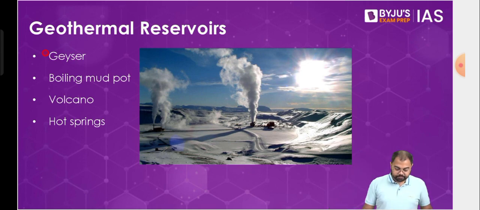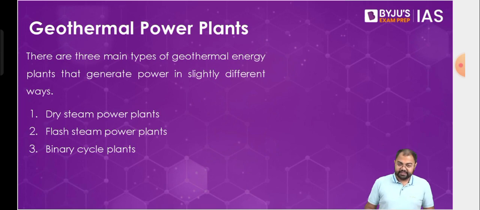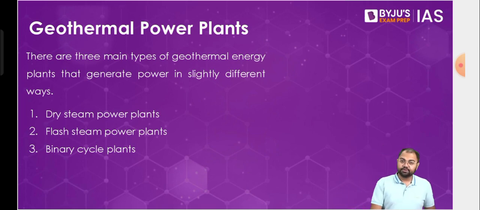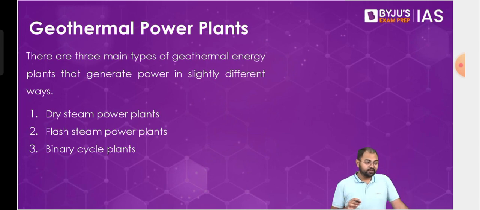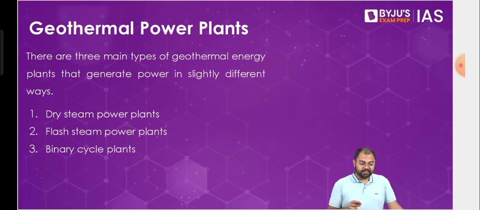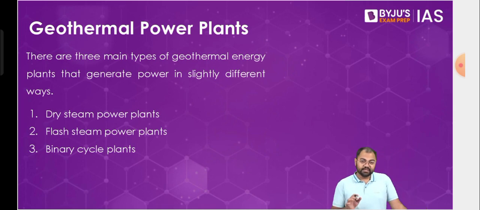Now, when we look at all these geothermal reservoirs, they become the source, and there are various ways in which we can get energy from these sources. There are three major types of plants that can lead to the generation of geothermal energy: dry steam power plant, flash steam power plant, and binary cycle plants. These are the three different types of power plants that can help us generate geothermal energy. So what exactly is the basic working principle behind these three? Let's try to understand that first.